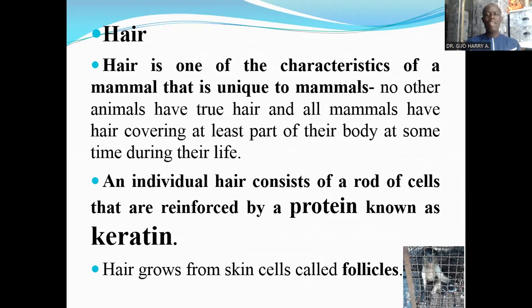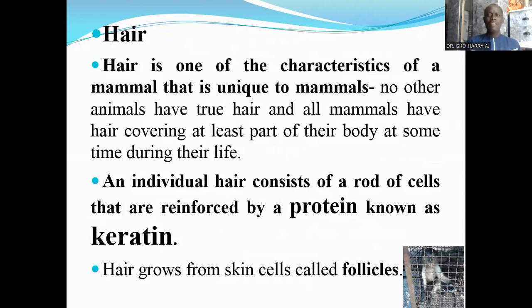An individual hair consists of a rod of cells that are reinforced by a protein known as keratin. The hairs of mammals are reinforced by keratin, so the hairs are made up of keratin. The hair grows from skin cells called follicles. The hairs of mammals grow from skin cells that are known as follicles.